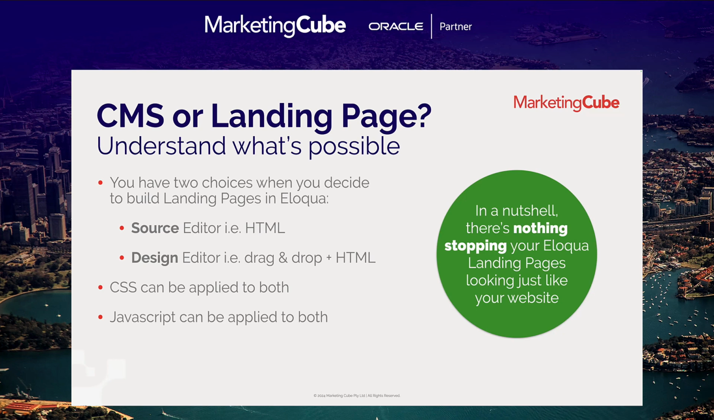Now, CSS, importantly, and JavaScript can be added to both of these, so it's not something that you can't do on the design editor. You absolutely can. And you experience that every time you register for the Eloqua user group. When you register for the Eloqua user group, that's a design editor page, and there's a little bit of CSS to help with styling and a little bit of JavaScript for a little bit of magic, primarily on the form.